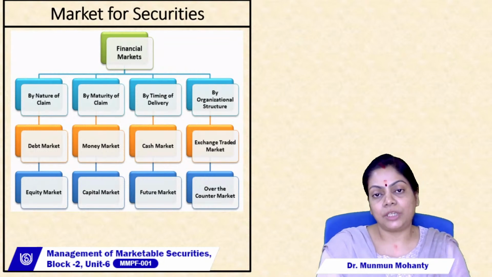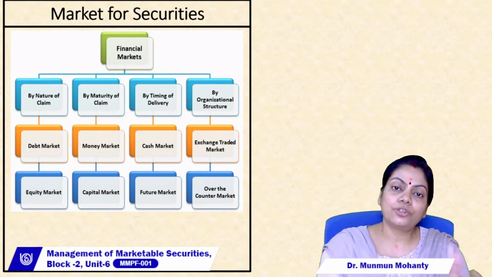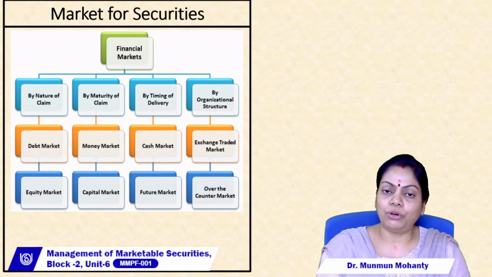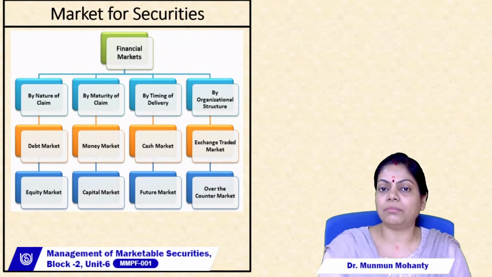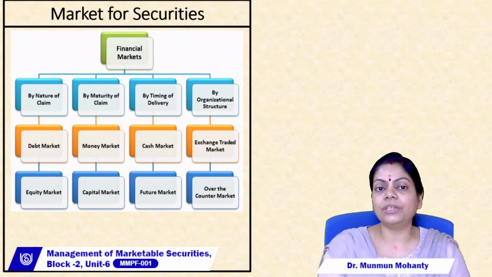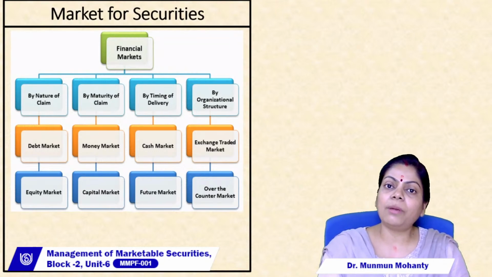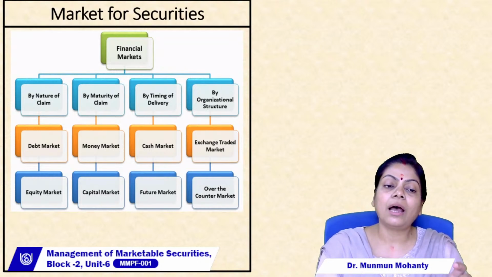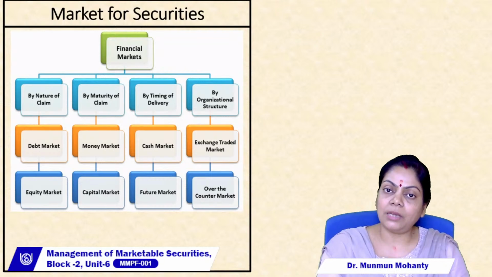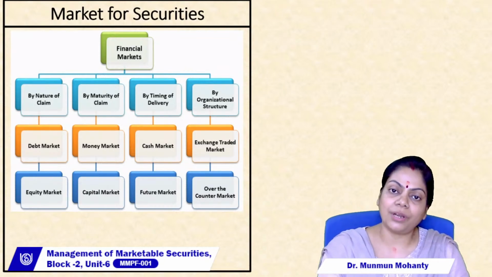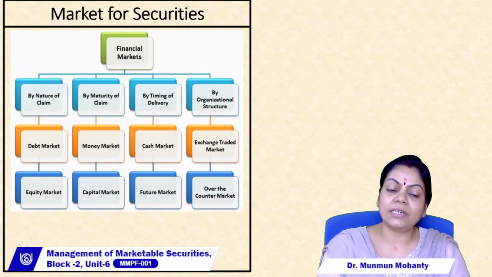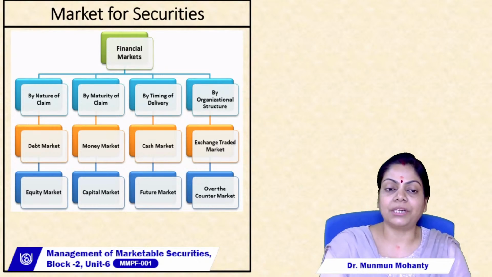Now, depending on the maturity of the claim, it could be short term or long term. If it is short term, we talk about the money market. Money market is a market for short term securities. So if I'm investing my funds for a short period of time, I look into the money market. And if I'm looking at parking my funds for a period of more than one year, then for those kinds of assets, I'll look into the capital market.